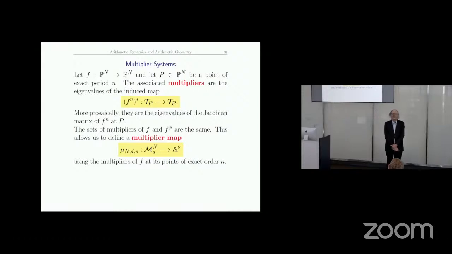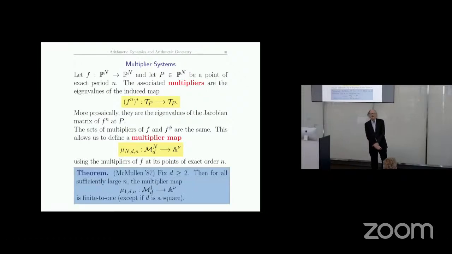And if we take that set of multipliers, it turns out that it's the same for f and for f conjugated by an automorphism. Therefore, these multipliers are well defined for points in the moduli space. And if we take symmetric functions of them, we actually get nice functions on the moduli space, you get a multiplier map, which, given a map F, takes all the multipliers of all its points of exact order n, and you can use that to define this map into affine space.